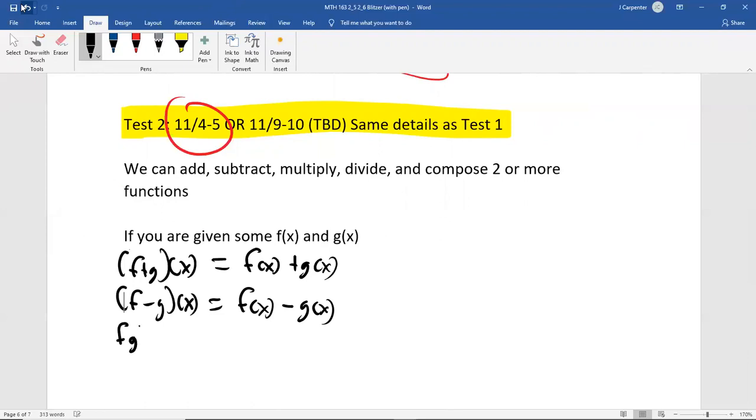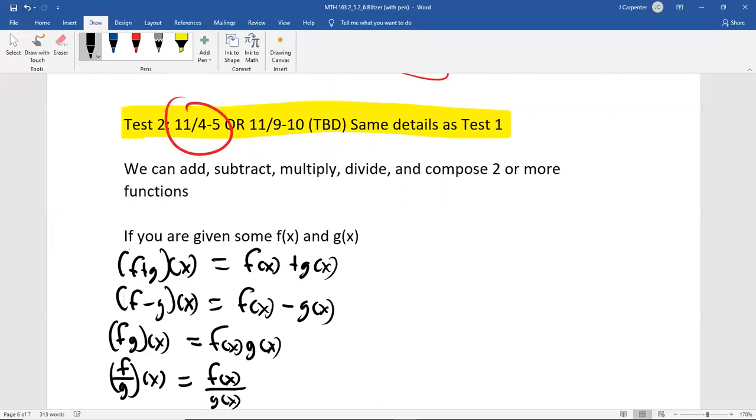Next up, you might have f g of x. Every time you open up these parentheses, you say of. So f times g of x. Well, that's just the f of x function times the g of x function. Or you might have them on top of each other. F over g of x, and that would just be the first function divided by the second function.